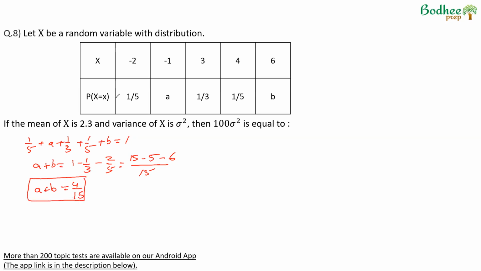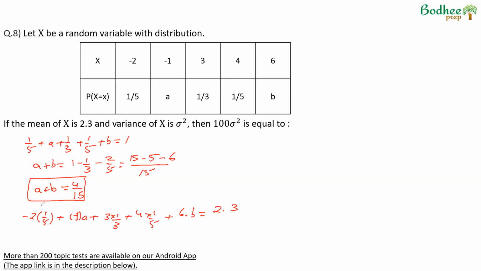Second, the mean is 2.3. Mean is given by sigma xi pi. Therefore, I will say minus 2 into 1 by 5, plus minus 1 into a, plus 3 into 1 by 3, plus 4 into 1 by 5, plus 6 into b should be equal to the mean, that is 2.3.